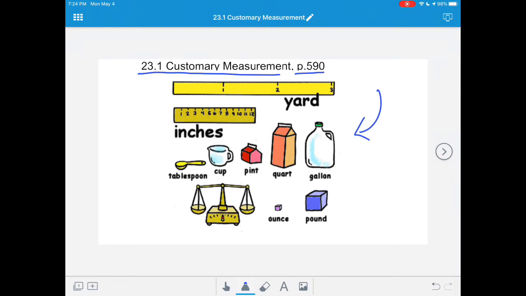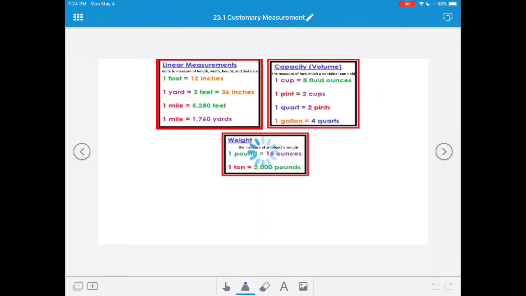So let's talk about the different measurement units that we'll be talking about today. You'll need to take these down in your notes for your reference. So I suggest pausing the video and copying down these 3 different charts with the different measurements on it. Then unpause so we can talk about it.